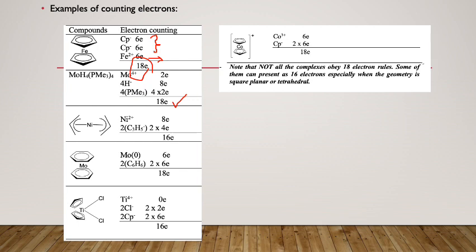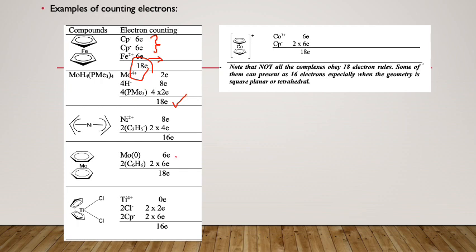Although the 16 electron count is not obeying the 18 electron rule, the complex is also stable. And most of the complexes with square planar and tetrahedral geometry will not obey the 18 electron rule. For example, next is the molybdenum complex attached with two molecules of benzene, where molybdenum is 0.